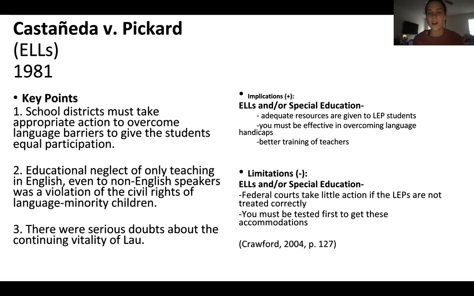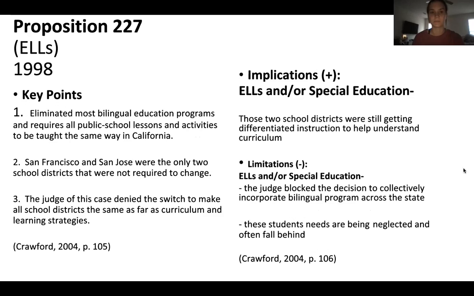The implications are that adequate resources are given to the EL or LEP students. You must be effective in overcoming language handicaps, and there is better training for teachers to accommodate these things. The limitations are that the federal courts take little action if the LEPs are not treated correctly, and you must be tested first to get any of these accommodations.